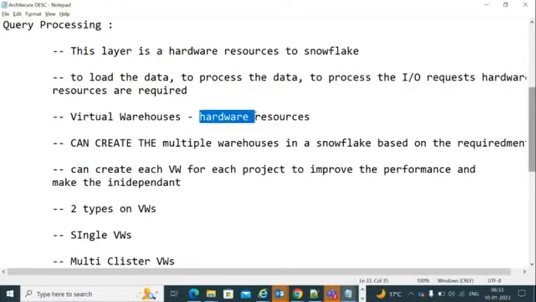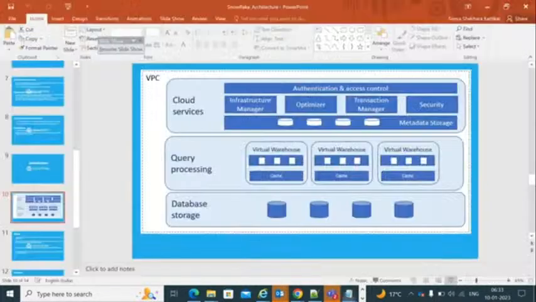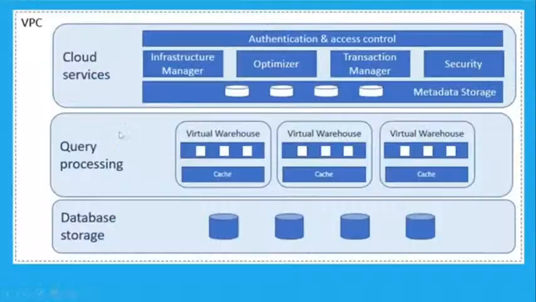Virtual warehouses or hardware resources can be created multiple times. Till here you are clear? See, this query processing layer is a virtual warehouse, which is a compute layer, and these are the hardware resources for your Snowflake.